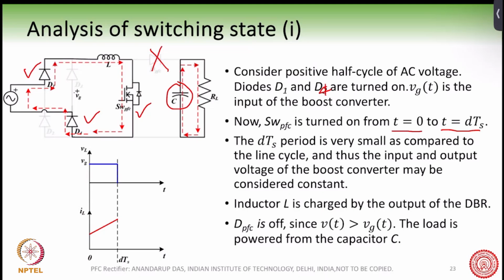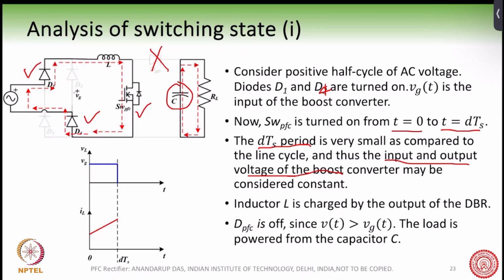at this cycle. Now, this dTs time period, as we mentioned before, the Ts time period can be 10 microseconds. So the dTs time period is even smaller than that. And in this small time period, we may assume that the input and output voltage of the boost converter may be considered constant, right? Because the input voltage Vg is part of a 50 hertz or 60 hertz sine wave, and therefore this Vg does not change much during this 10 microsecond period.